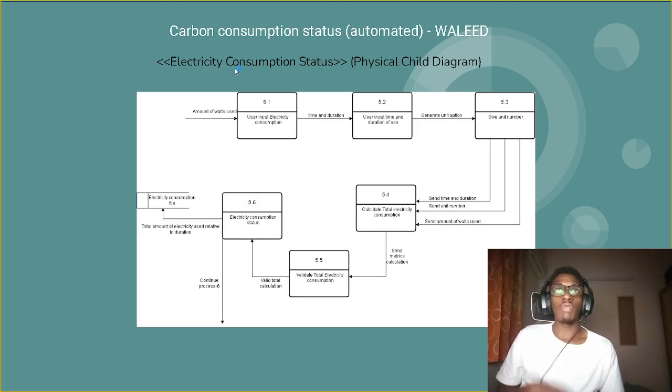And then we have the electricity consumption status. The system takes the amount of kilowatts as input for electricity consumption, and then it takes the time and duration, and then it takes the unit number and then calculates the total electricity consumption and then stores it in the electricity consumption file.